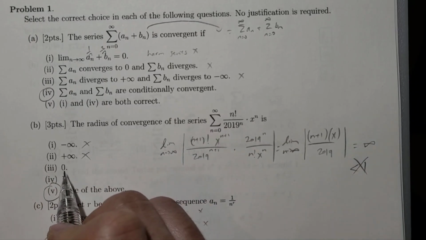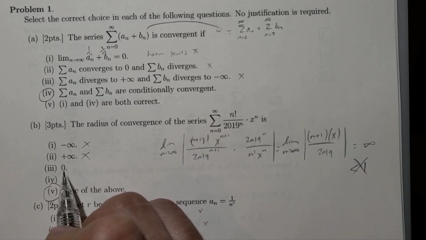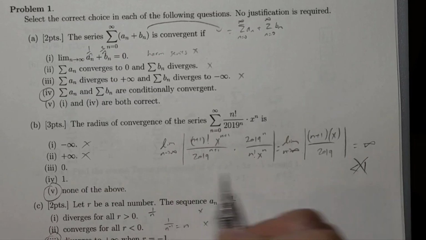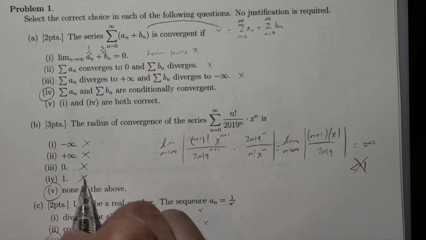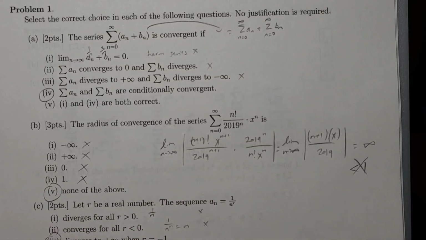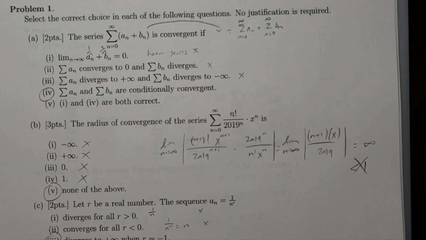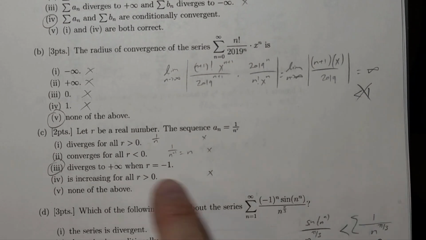If the radius is 0, that means it only converges at the center, but we just said it never converges. Cross that out. It never converges, we just said, so cross this one out as well. Answer is 5, none of the above. It never converges. Let r be a real number.